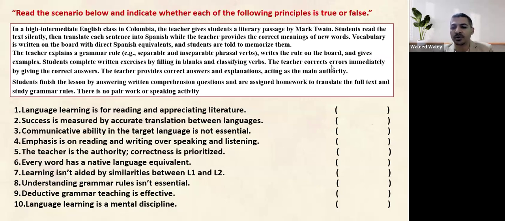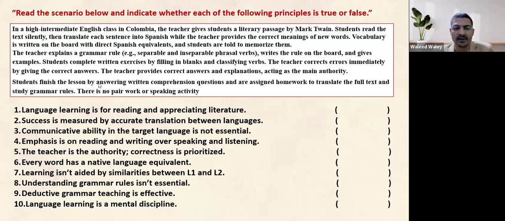The teacher corrects errors immediately. So when a student made a mistake, he corrected the mistake directly by giving the correct answers. The teacher provides correct answers and explanations, acting as the main authority. So no one in the class can do anything without his permission, and no one is allowed to talk or to participate with the other students.